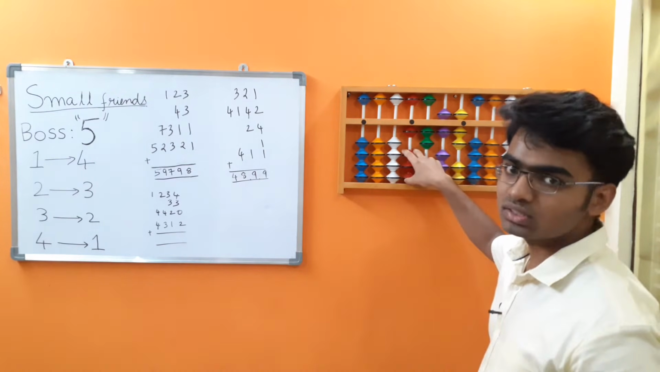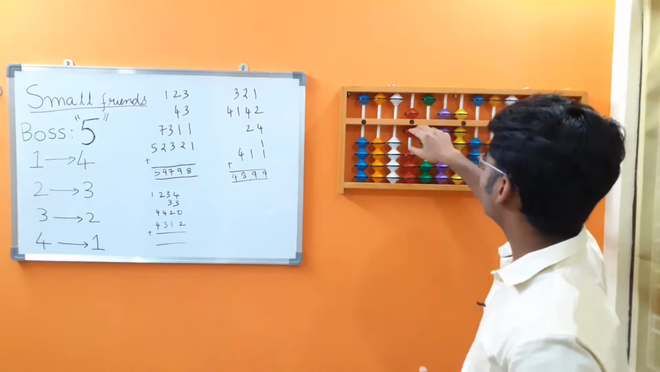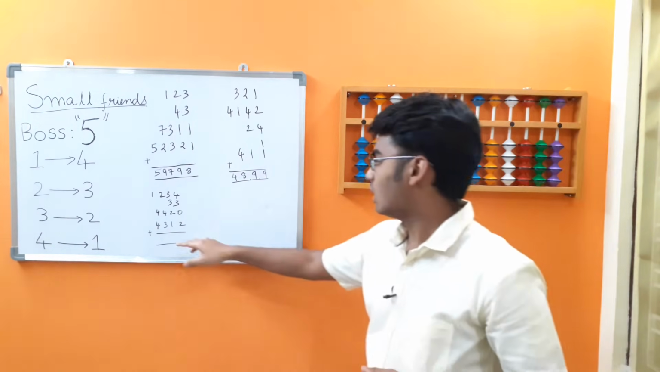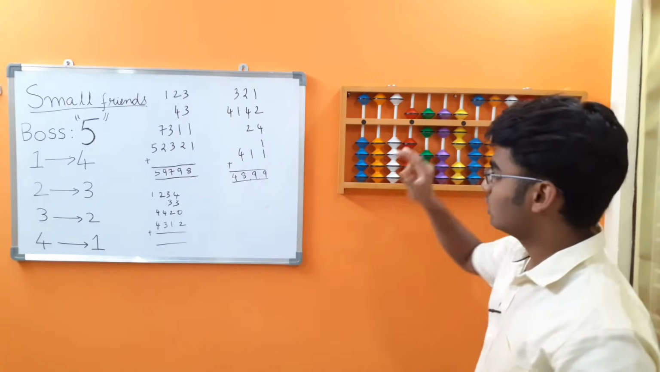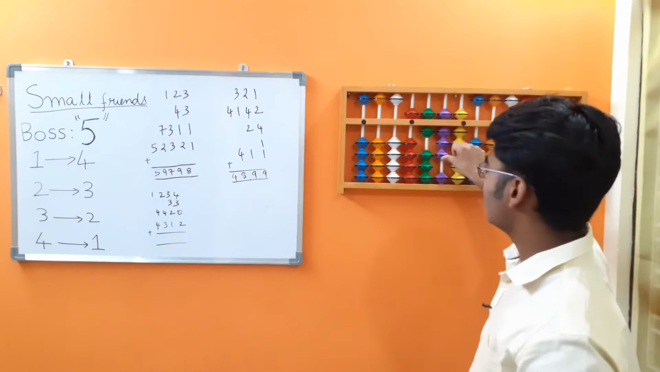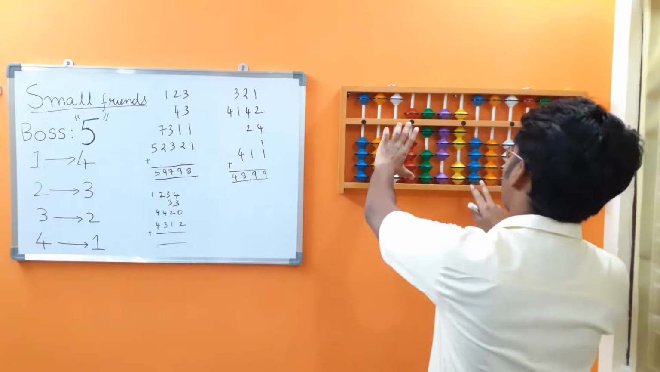Let's make use of the small friends concept. 4's friend is 1. Add the boss 5, less the friend 1. Now 4. Add the boss 5, less the friend 1. 2. We can add 2 directly and 0, nothing. Right? 4, 3, 1, 2.